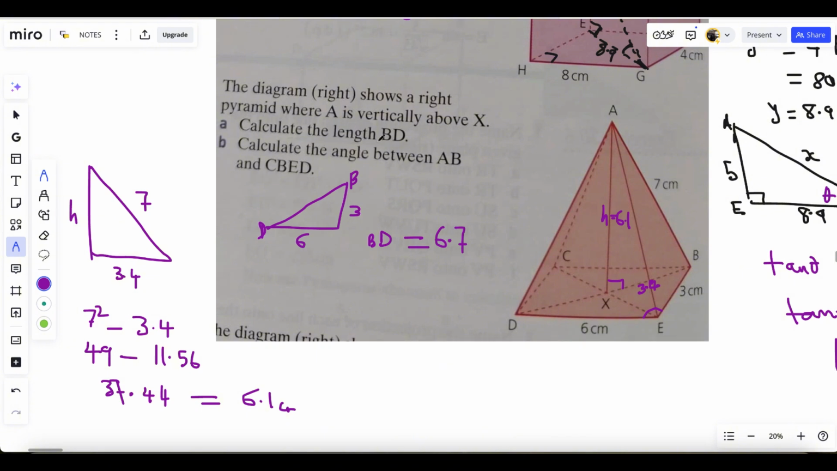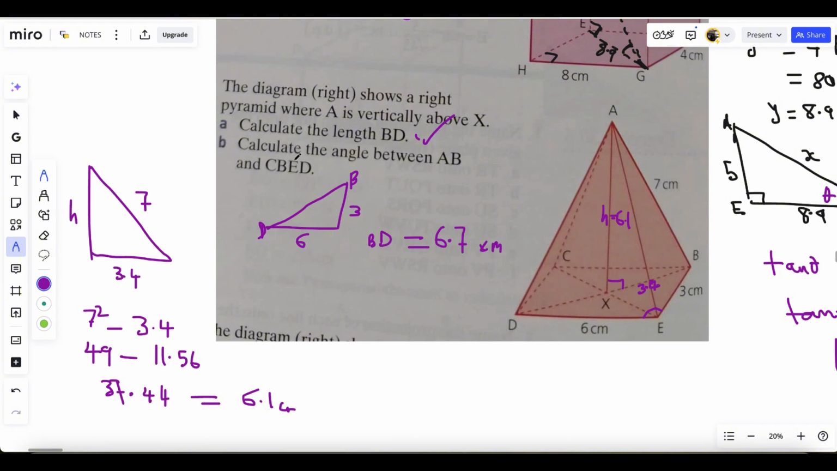They ask us to find the length BD. We've done that. Okay. Calculate the angle between A, B. They didn't even ask for height. Why were we doing that? They just asked us to calculate the length BD, the whole length, which is 6.7 centimeters. BD is 6.7 centimeters. Okay. Supposed to stop here for this one.